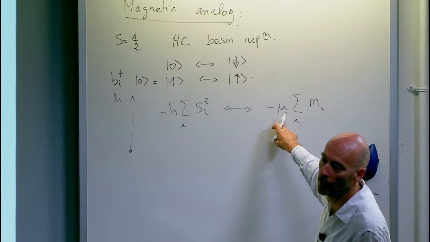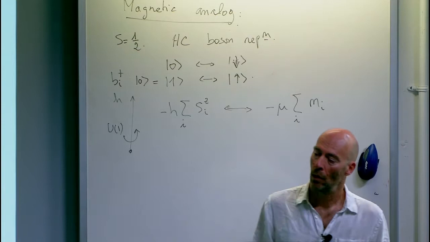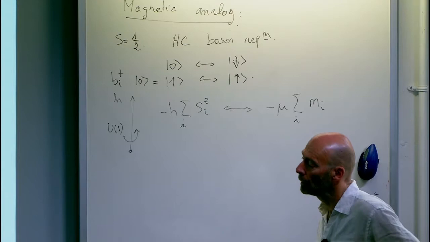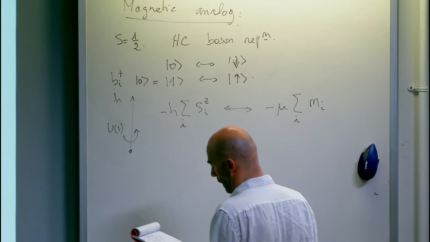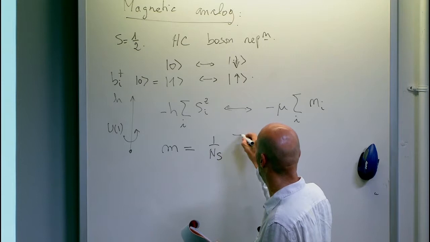So now I have, again, a U(1) symmetry in the problem, which is the conservation of the total magnetization along the z direction. And that's similar to the U(1) symmetry which corresponds to the conservation of the total charge. So the magnetization along the z direction, which I call M, is conserved, and it is defined by 1 over the number of sites, sum over all the sites of the expectation value of S_i^z.